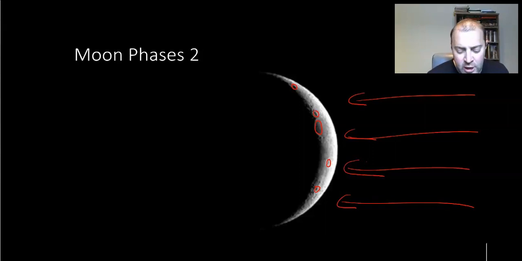Now, you probably know that the sun is what lights the moon, and that kind of makes sense. But yes, indeed, the sun is going to be somewhere off to the right of the moon, which is why we're getting light this way. That's what would make the shadows fall the way they do, and that is how we could have only this really small portion of the moon lit up.